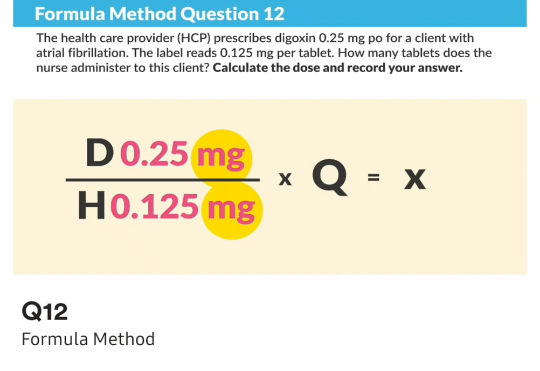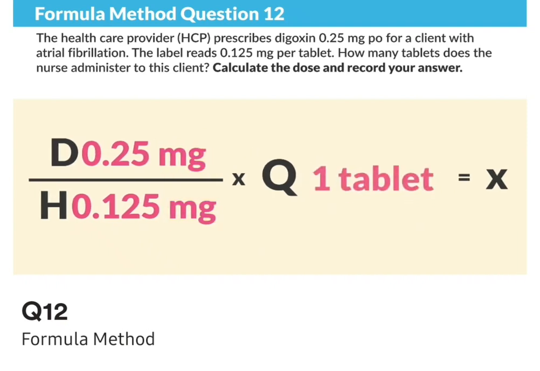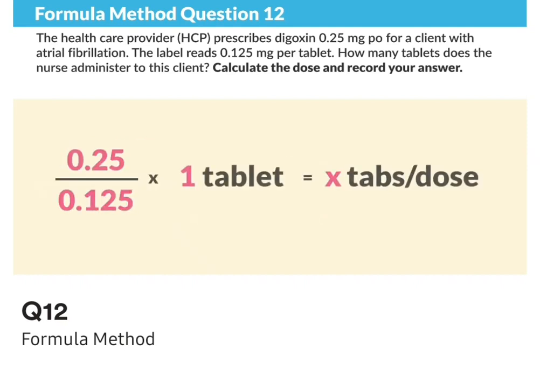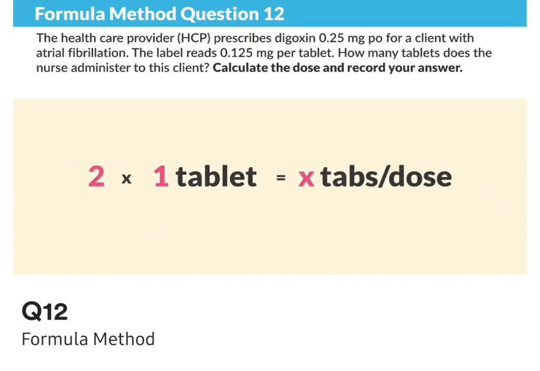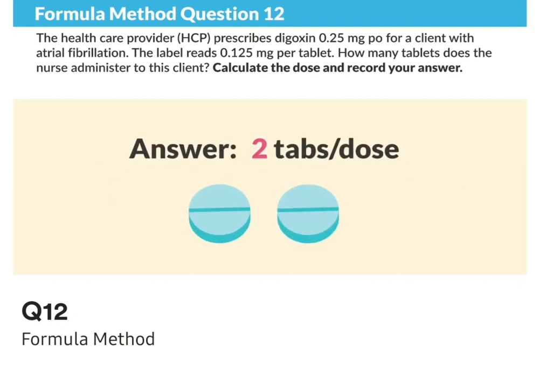Let's move on here. So the Q is the quantity. It's 1 tablet. So setting up the formula, it's going to look like this. 0.25 over 0.125 times 1 tablet. So once we do the division here, we get the answer of 2, and 2 times 1 tablet is 2 tablets per dose. So the correct answer is 2 tablets.